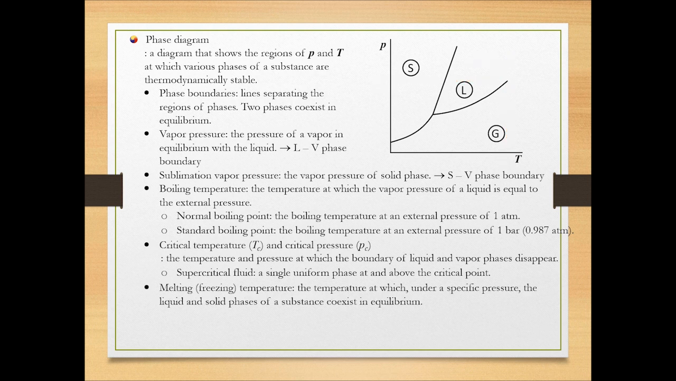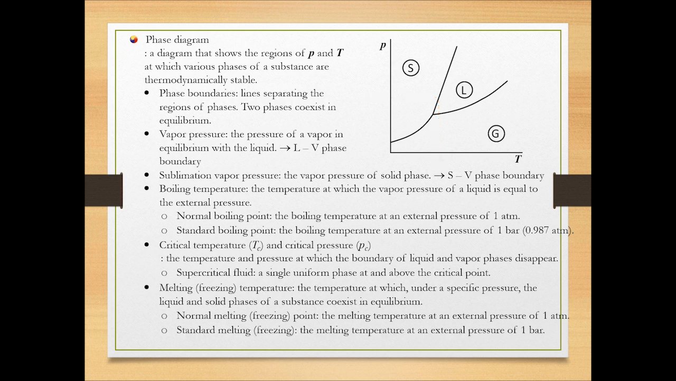Melting or freezing temperature of a substance is the temperature at which the liquid and solid phases coexist in equilibrium. The melting temperature at an external pressure of 1 atm is specifically called the normal melting point, and the melting temperature at an external pressure of 1 bar is specifically called the standard melting point. Triple point is a point where three different phases coexist.